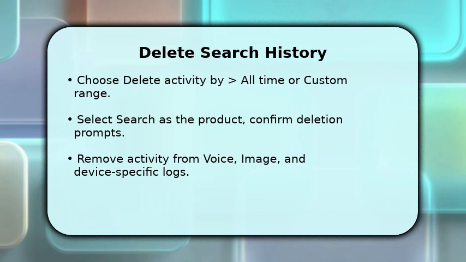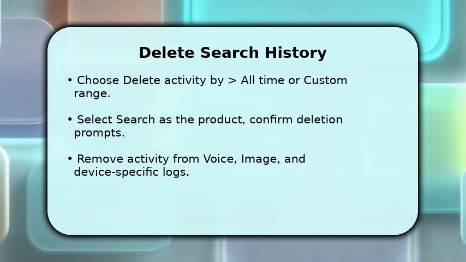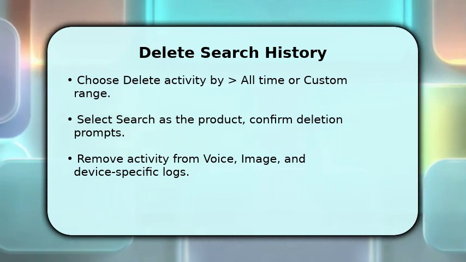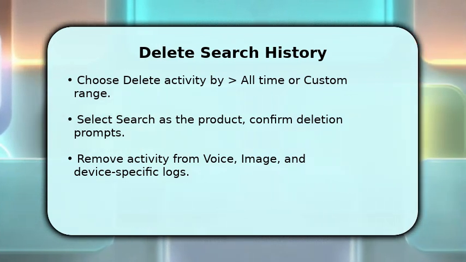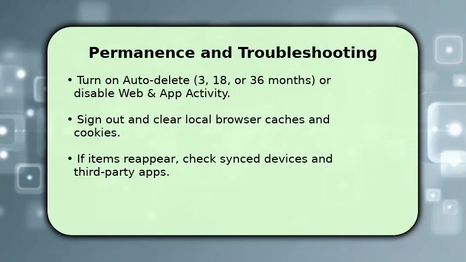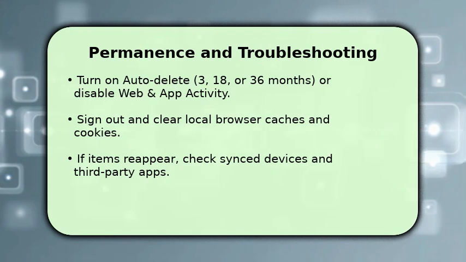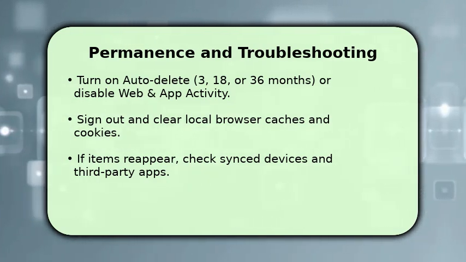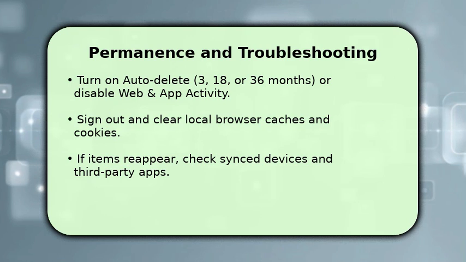Once done, pause to check that no residual items appear in the timeline and that synced devices reflect the change. To make removal durable, enable auto-delete with the shortest window or disable web and app activity entirely so new searches aren't retained. Then clear local browser cache and cookies and sign out of Google on shared devices to prevent local resync.